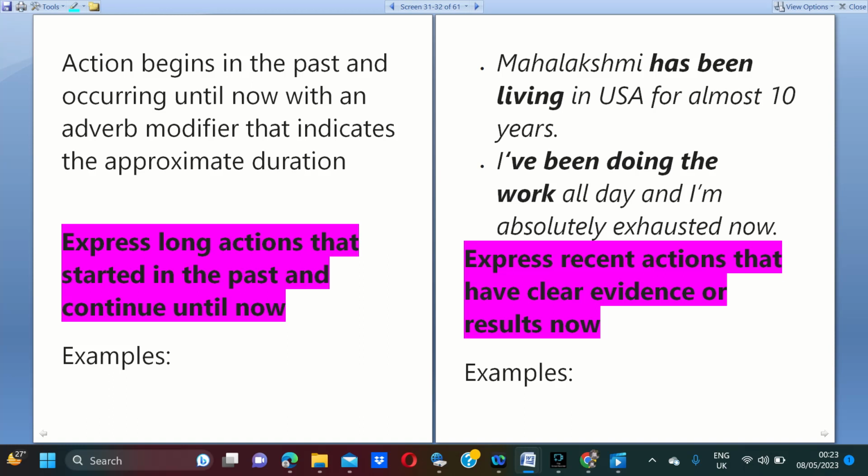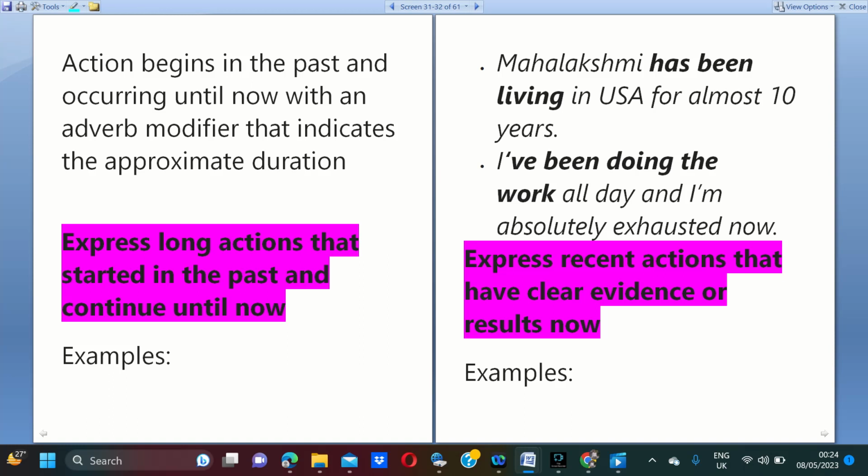Few actions begin in the past. There may be long actions, suppose writing epics, writing novels. These are long actions. They start in the past, and the action is finished up to some extent. They begin in the past, the action is completed to some extent, and the remaining action will be in the present tense also. That is the meaning of present perfect continuous tense here.